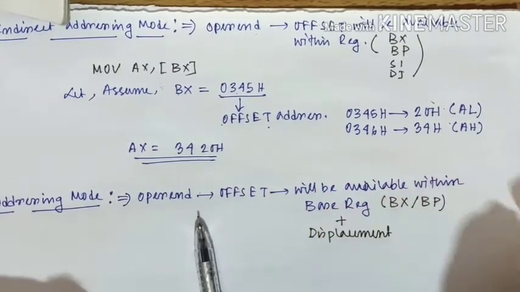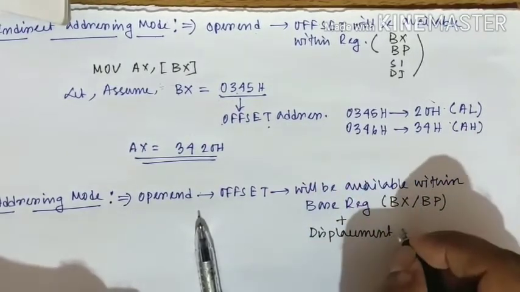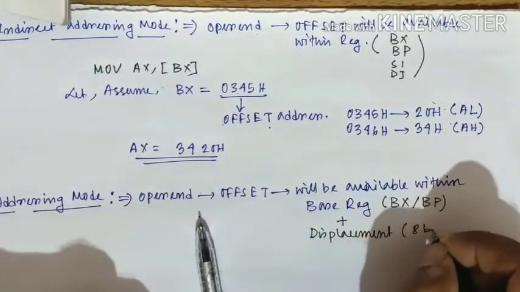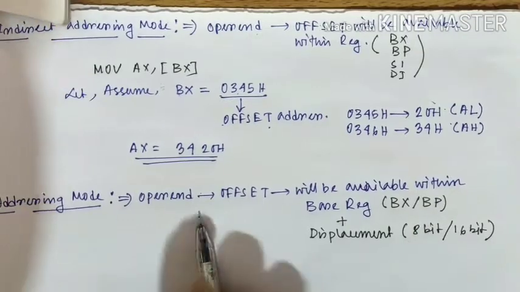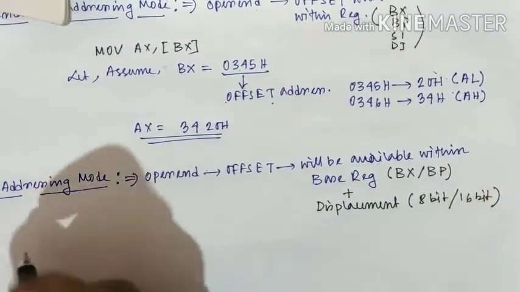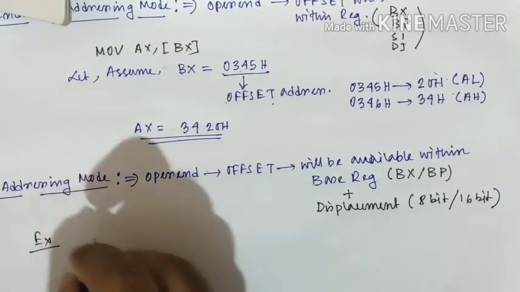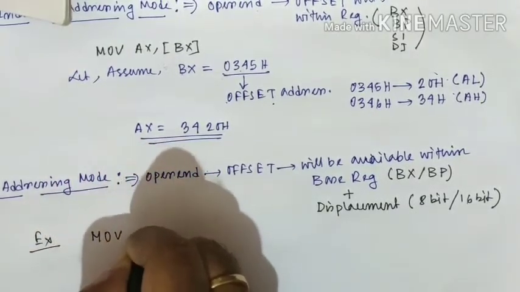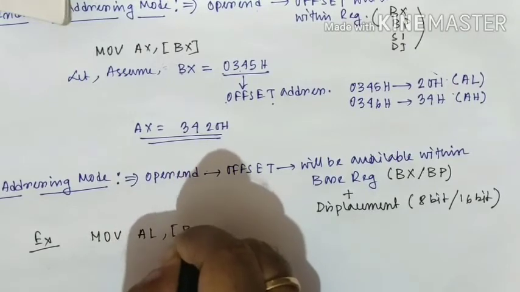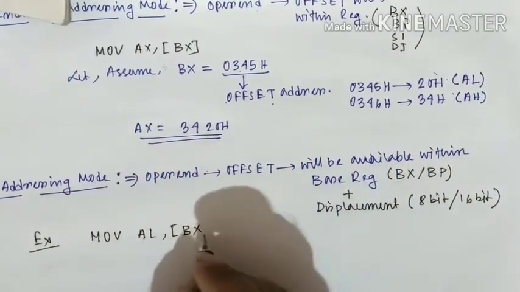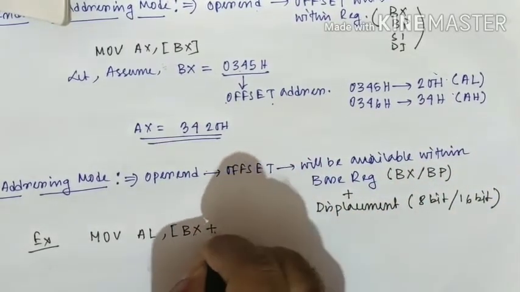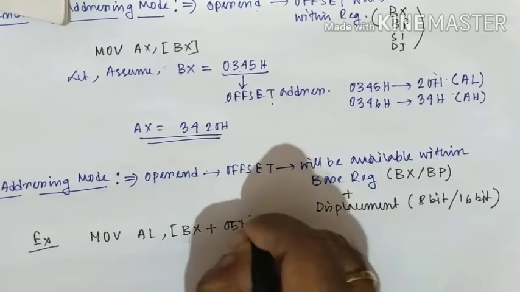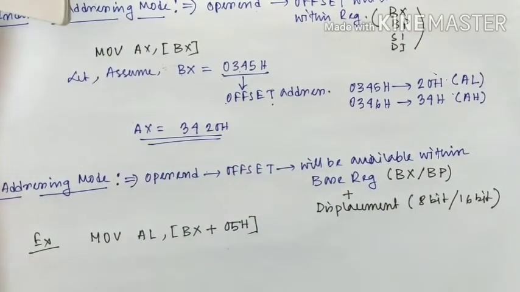It might have displacement. Now this displacement can be of two types. Already I have said that it can be 8-bit or 16-bit. So take an example of that. Example, MOV AL, comma, base register, that is BX, plus displacement. Suppose the displacement is 8-bit. An example of an 8-bit value is maybe 05H. So if this is the instruction, then what does it mean?